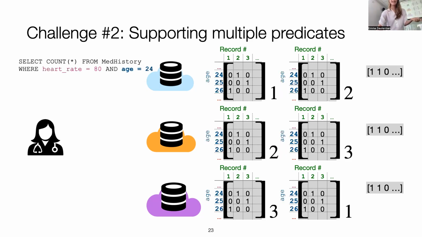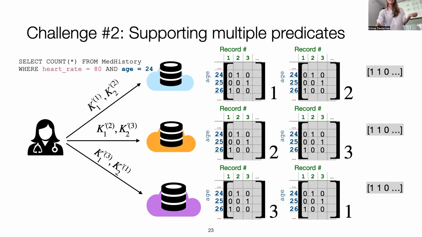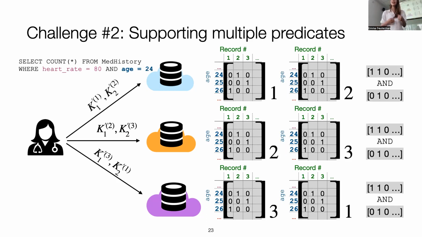Now we can do the same thing for the second part of the predicate. So we're going to send these keys for the age is equal to 24 query. Going to run the query and get shares of the bit vector that's going to be 1 for the records where the age is equal to 24 and 0 everywhere else. So now we have shares of these 2 filters. We just need to multiply them together now in order to get shares of the filter that represents both of these predicates, so the full query.